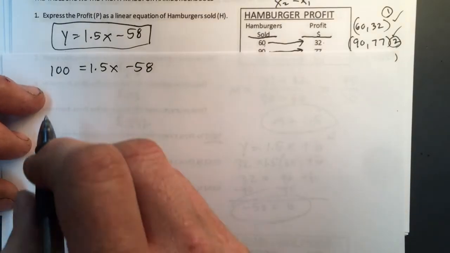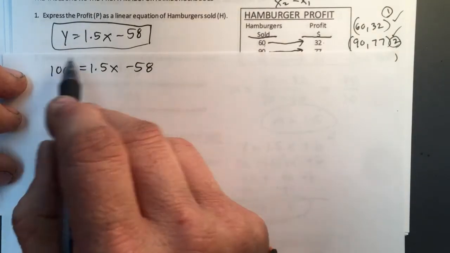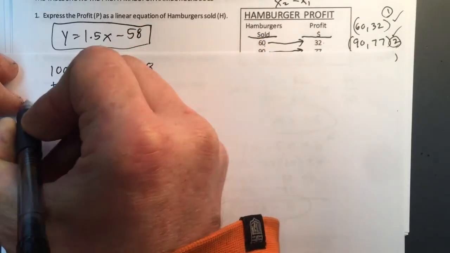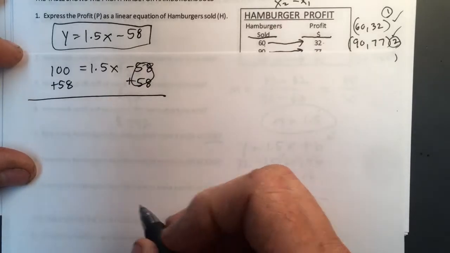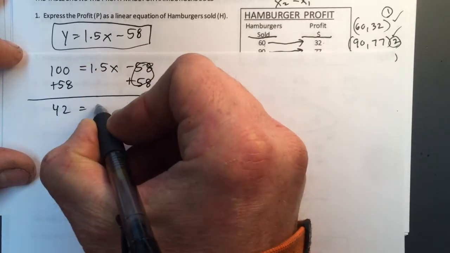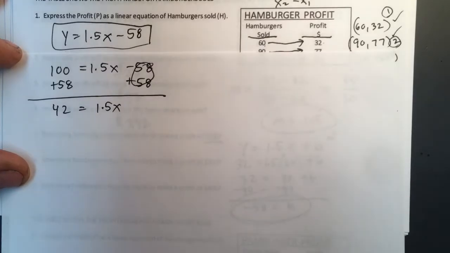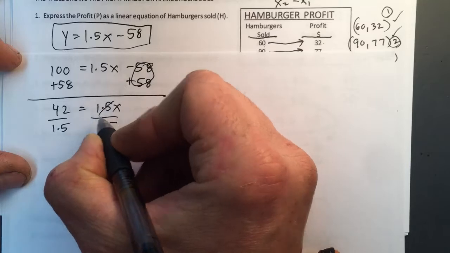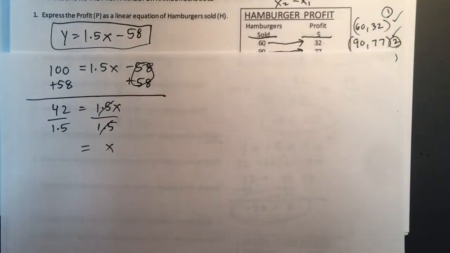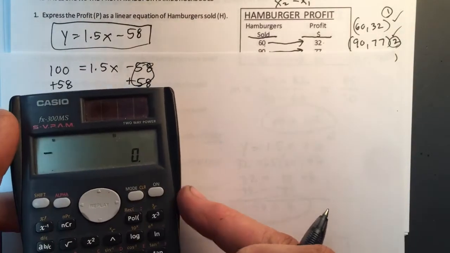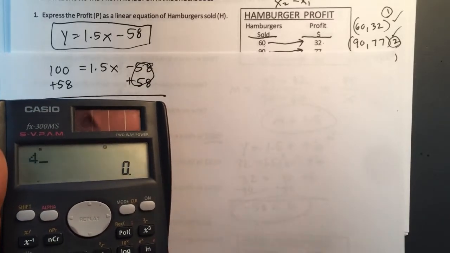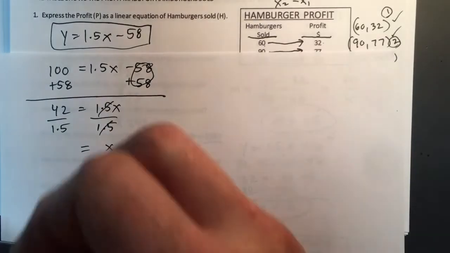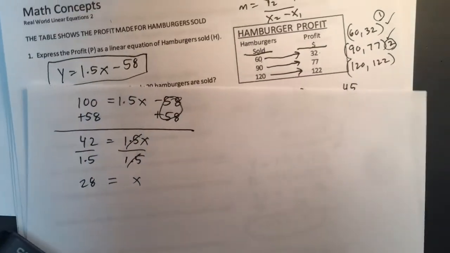All right, so this is a little different. I want a profit of $100, so now I've got to solve this, which means I'm going to have to add $58. And that goes away. And so that's going to be 42 equals 1.5x. And now I got to divide by 1.5. And then x would equal, let's do 42 divided by 1.5. And it looks like 28.